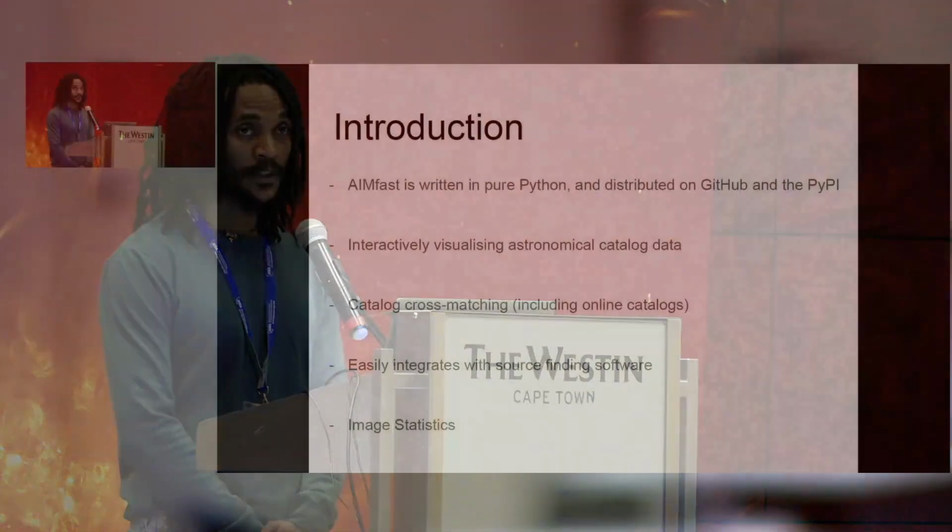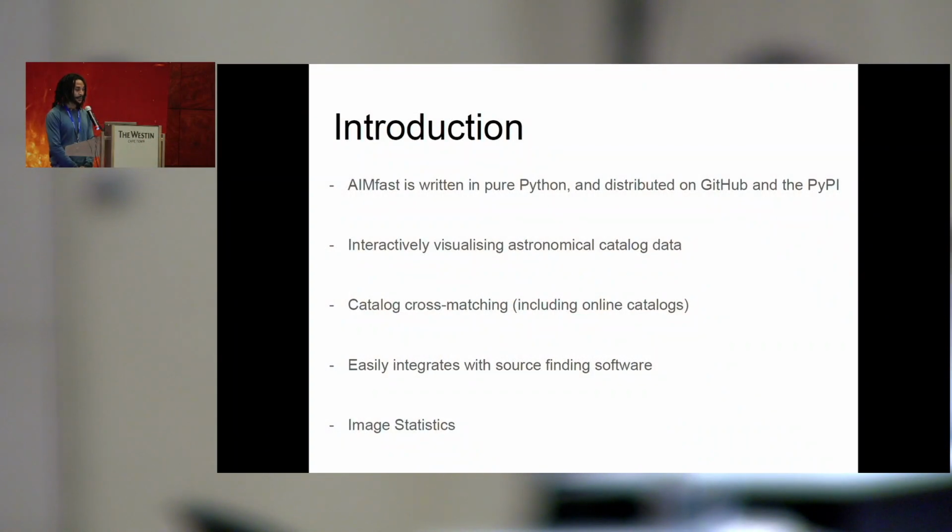Some background introduction is that AIM-FAST is a pure Python package, and it's hosted on GitHub and published on PyPI. It's meant to be an intuitive tool for visualizing astronomical catalogs, and it can also be used to cross-match catalogs, and this includes online catalogs such as NVSS. And the nice thing about it is that it can also be easily integrated into workflow environments or used with source finding software. And then also you can use it for image statistics.